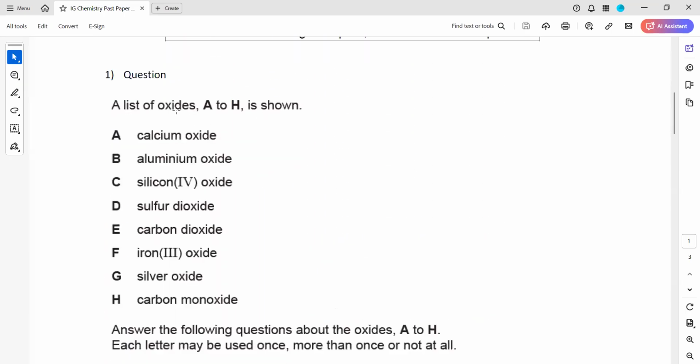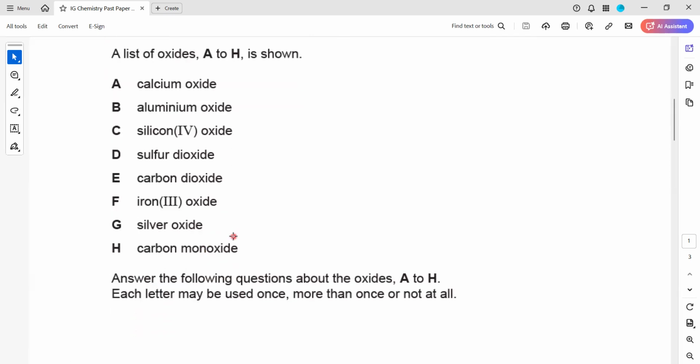In the first question, a list of oxides from A to H is shown. Oxide A is calcium oxide. Oxide B is aluminium oxide. Oxide C is silicon 4 oxide. Oxide D is sulfur dioxide. Oxide E is carbon dioxide. F is iron 3 oxide. G is silver oxide, and H is carbon monoxide.